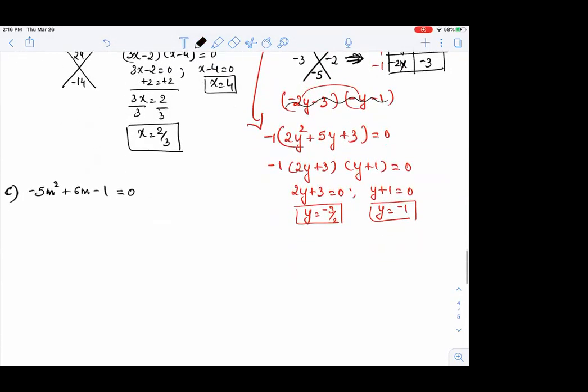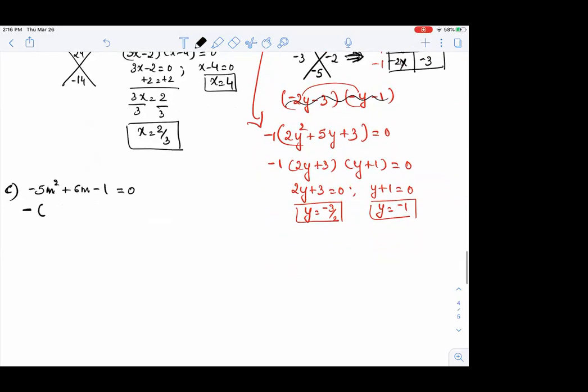Question C. Negative 5m squared plus 6m minus 1. Here also, because the first term is negative, I think it's advisable to take the negative outside. So if I take the negative from every term outside, I'm going to get 5m squared as the first one. I'm dividing this by negative, so that's going to be negative 6m. I'm going to divide the third term by a negative, so everything becomes the opposite sign. Just think like that.